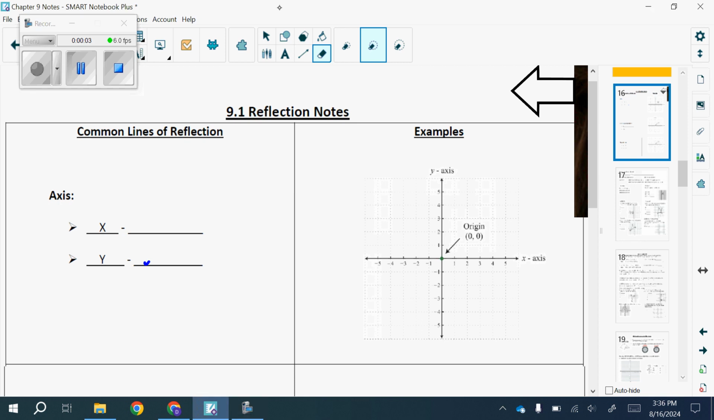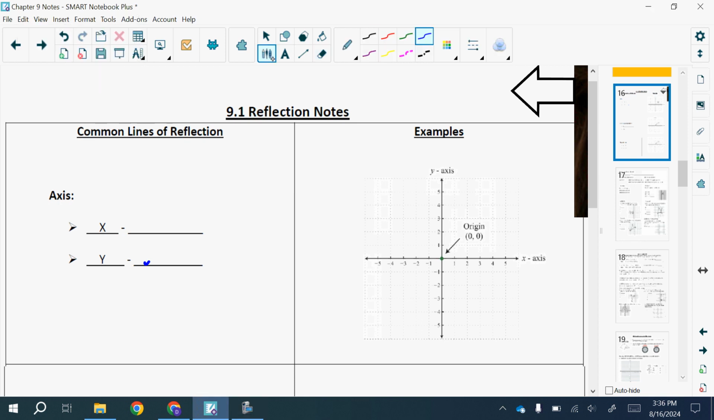Hey, what's up guys? Today we're going to go over reflections. So first, I'm going to remind you about horizontal and vertical lines, some pretty common ones, and some diagonal lines.